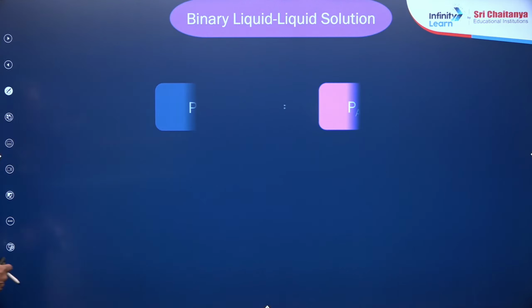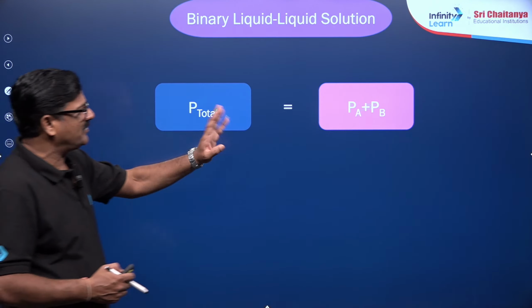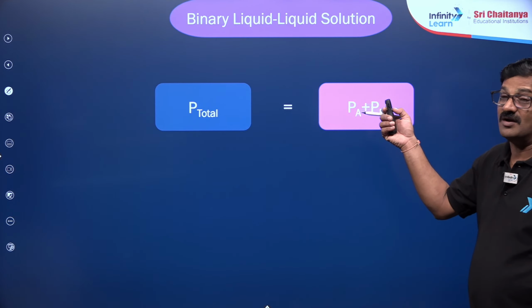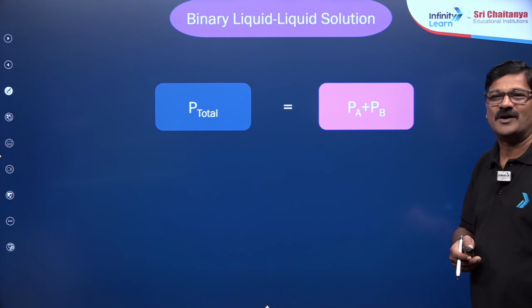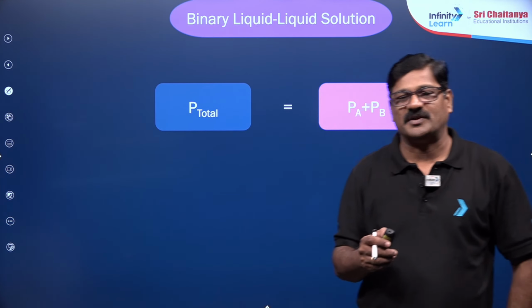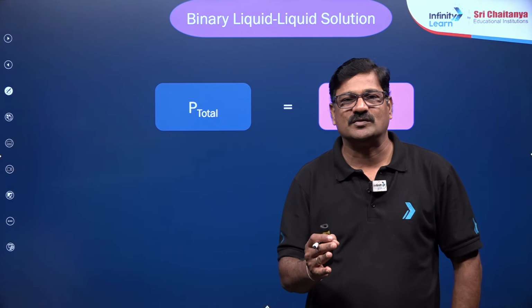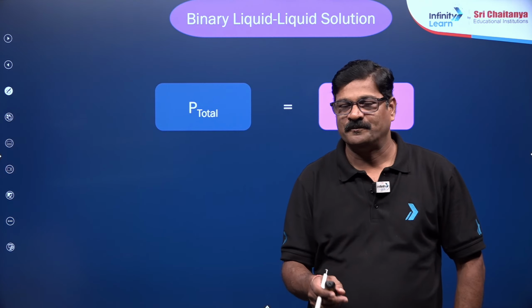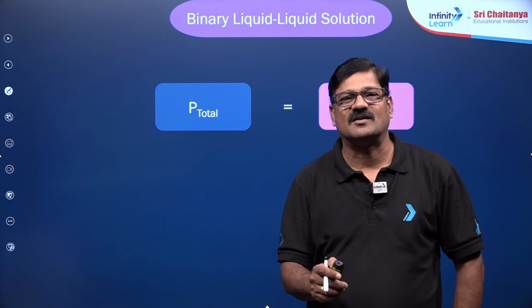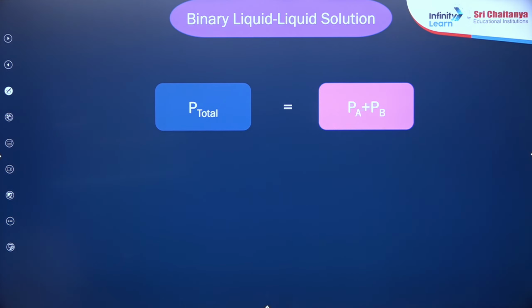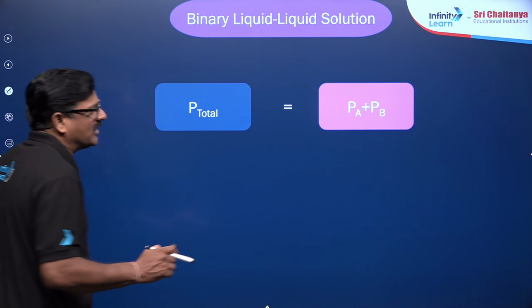Okay. And moving ahead, P total is equal to PA plus PB. Who said this? Raoult? No, Dalton. So what did Dalton say? The total pressure of the gas is equal to the sum of the partial pressures. That is called Dalton's law of partial pressures.